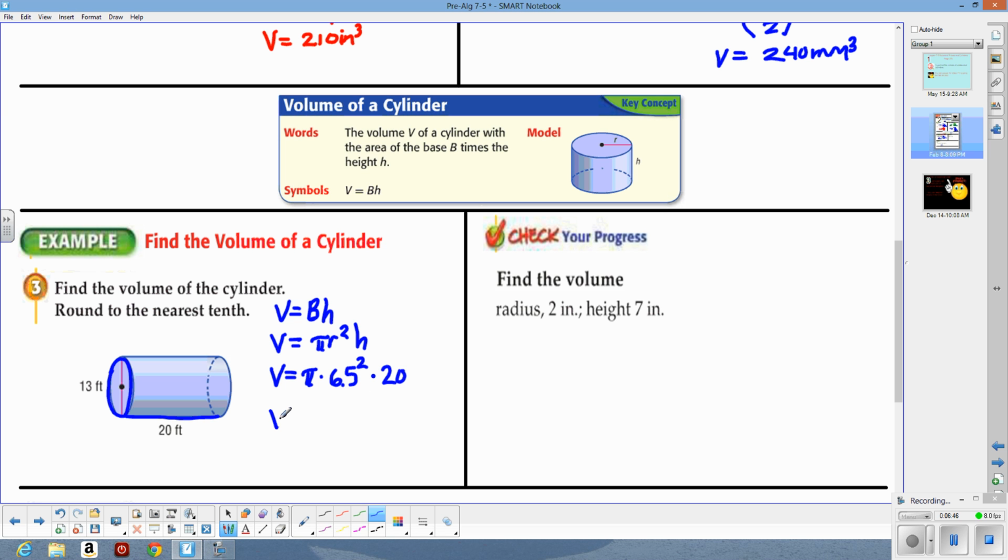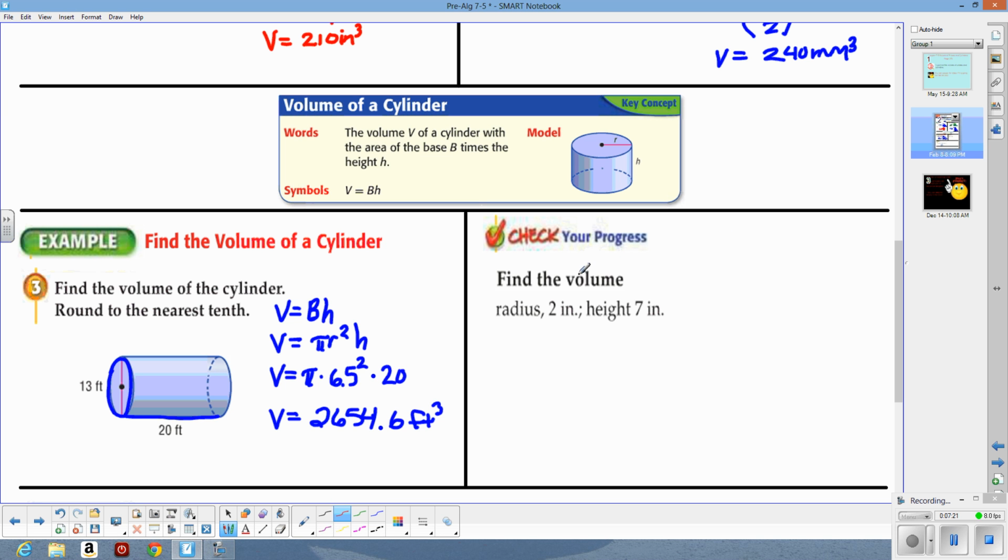Now you're going to go ahead and plug that in and round it to the nearest tenth. So you are going to end up with 2,654 and 6/10 when rounded to the nearest tenth, feet cubed. You may want to pause the video and try the next one on your own.